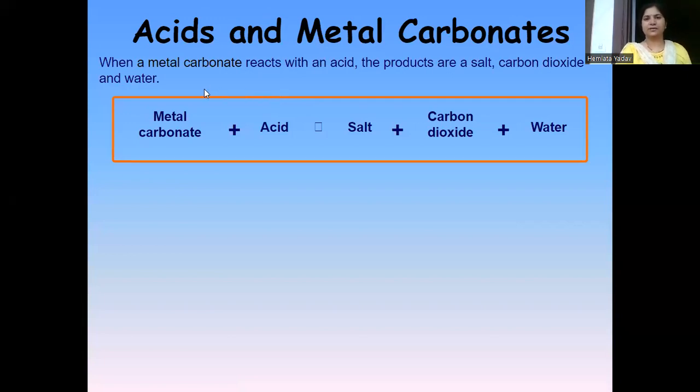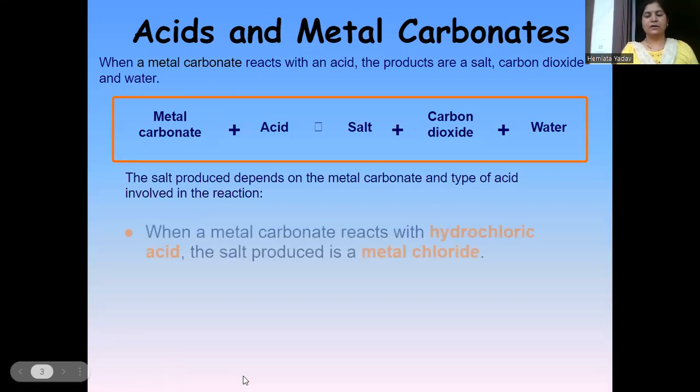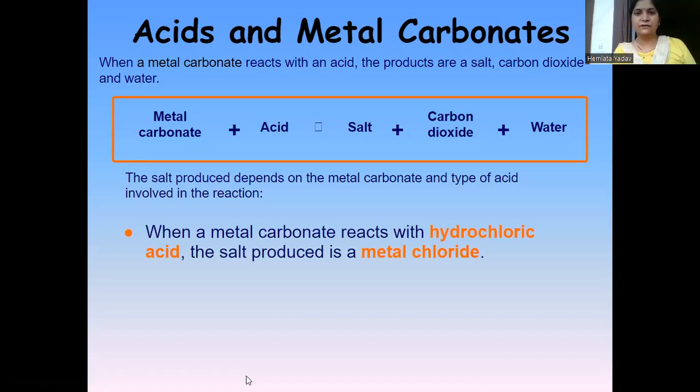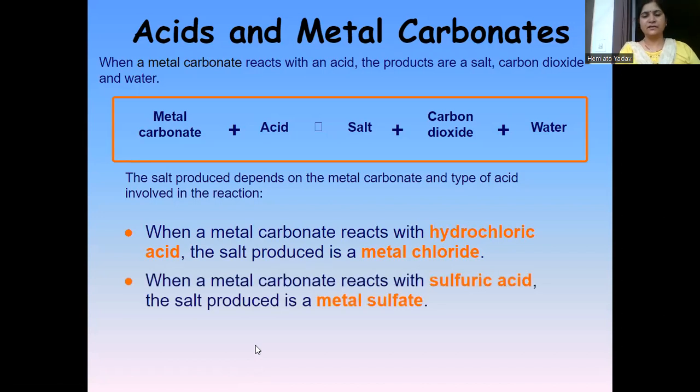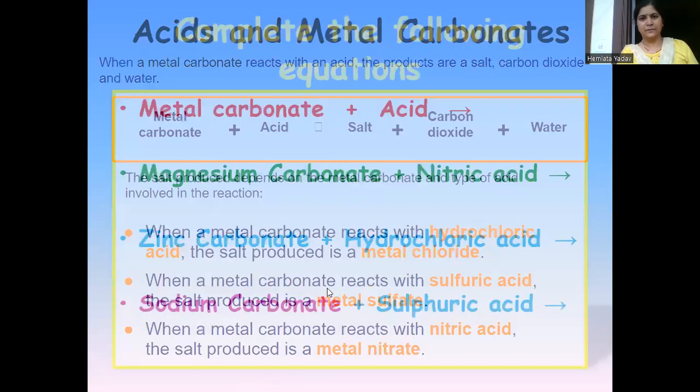The first reaction is in front of you: when a metal carbonate reacts with an acid, a salt is produced, carbon dioxide is produced, and water is produced. The salt produced depends on the type of acid and the type of metal carbonate. If it is hydrochloric acid, a metal chloride salt will be produced. If it is sulfuric acid, a metal sulfate salt will be produced. And if it is nitric acid, a metal nitrate salt will be produced.